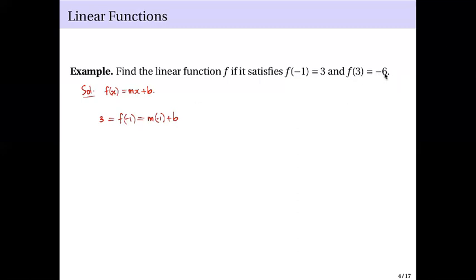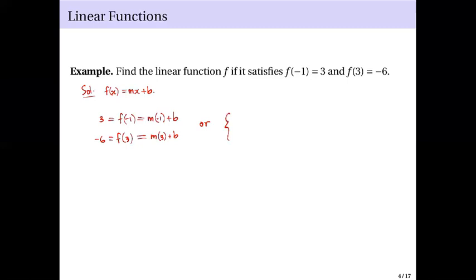Similarly, for this information, f of 3 equals -6. So you have f of 3, this is equal to -6. If we substitute x equals 3 in this formula, we will have m times 3 plus b. Okay? Now, what we see here are two equations with two unknowns, m and b. So we can create a linear system of two equations in two unknowns.